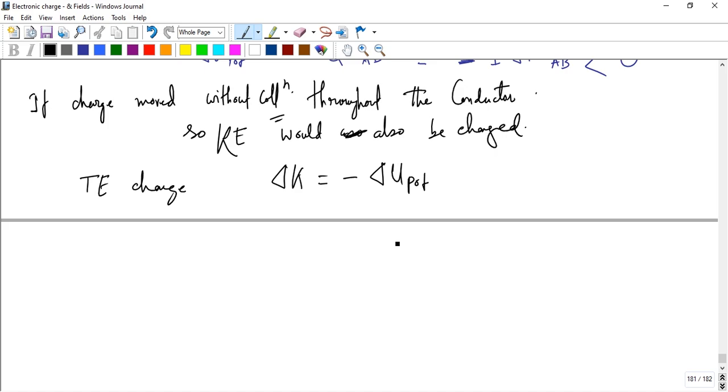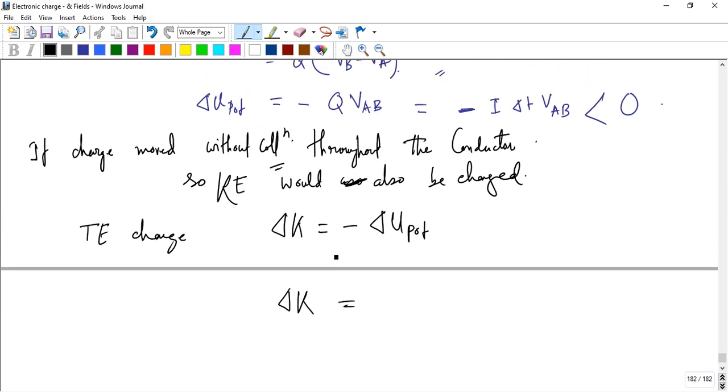So here, for delta K, now that is a U potential, we get a minus. That's minus, that's minus, they cancel each other. So we get I delta T times V_AB. That's the greater than 0 value.